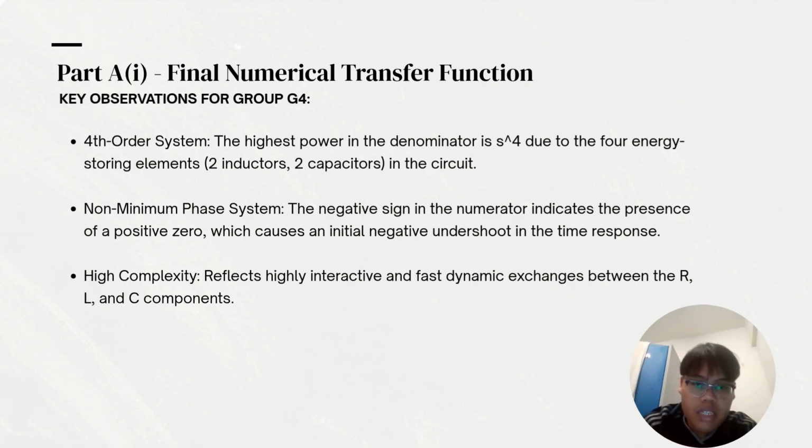Next are the part A1 final numerical transfer function key observations for group G4. First, for the system, the highest power in the denominator is S to the power 4, due to the four energy storing elements, which are two inductors and two capacitors in the circuit. Next is a non-minimum phase system. The negative sign in the numerator indicates the presence of a positive zero, which causes an initial negative undershoot in the time response. And last is high complexity, which reflects highly interactive and fast dynamic exchange between the R, L, and C components.